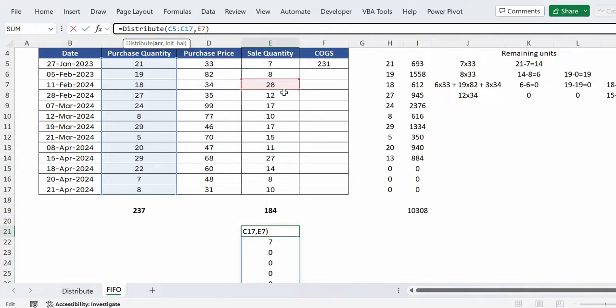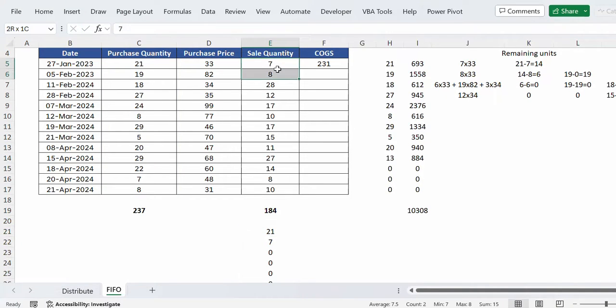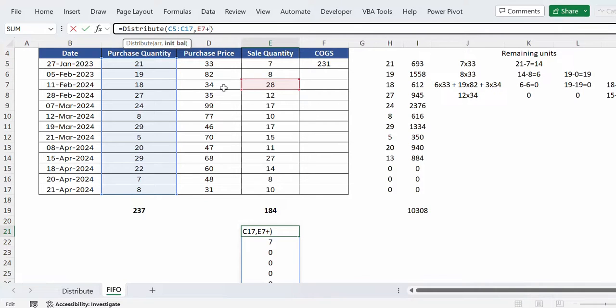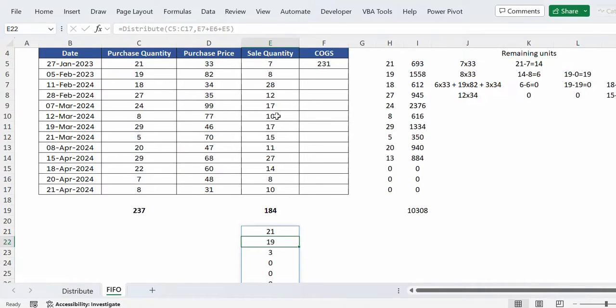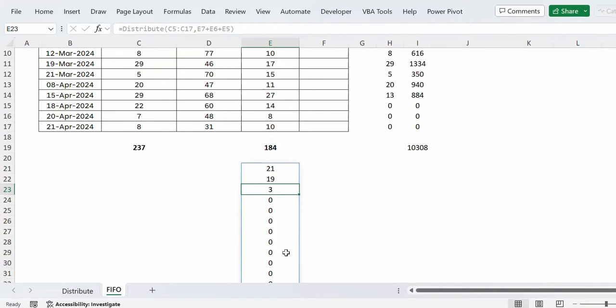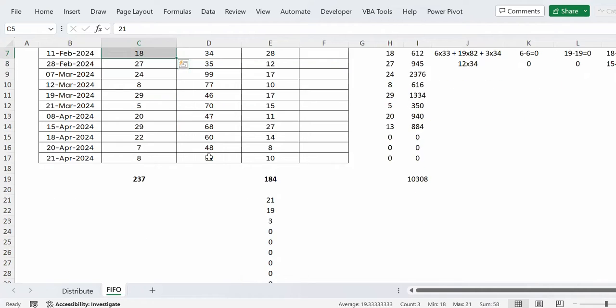So what should we do? What could be a workaround for this? If we try to cover this 7 and 8 as well, if we try to distribute this plus 8 plus 7, right? If we see the cumulative quantity and then try to distribute that, then we could actually get the correct distribution. So let's press enter and let's see the result. So what we are getting is 21 here, 19 here, and 3 here, right? For the first three quantities.